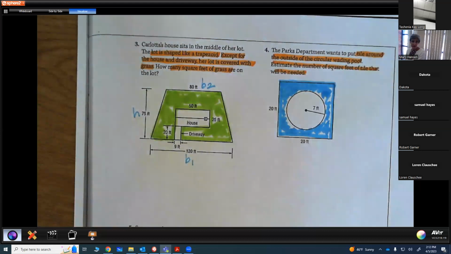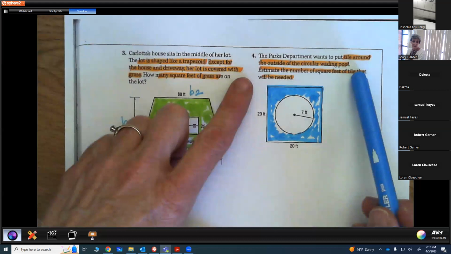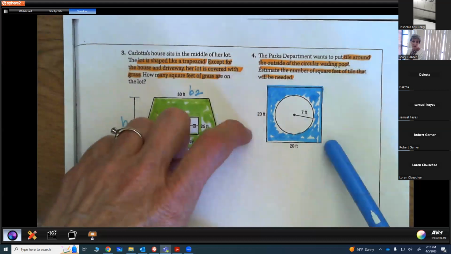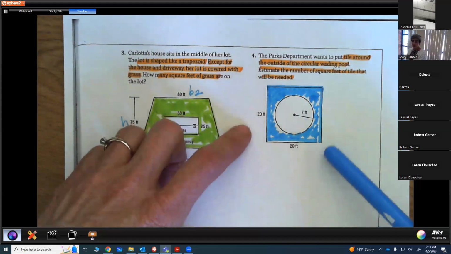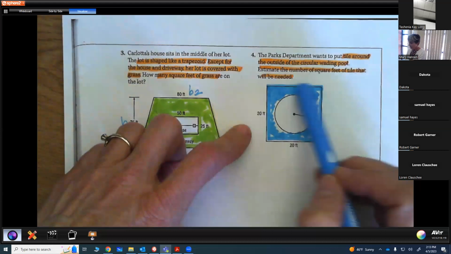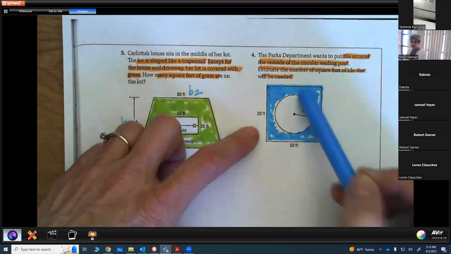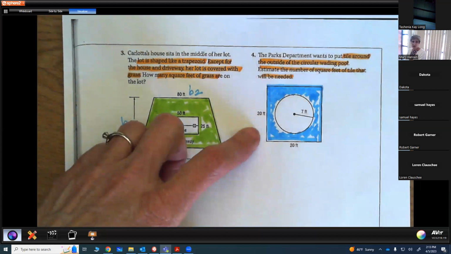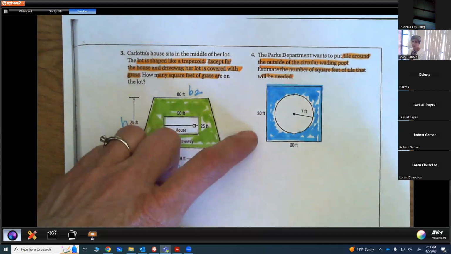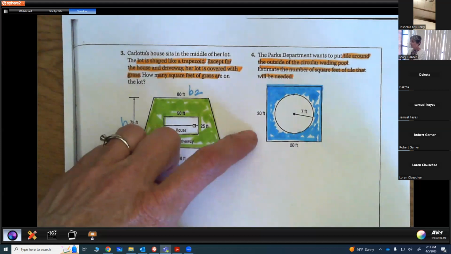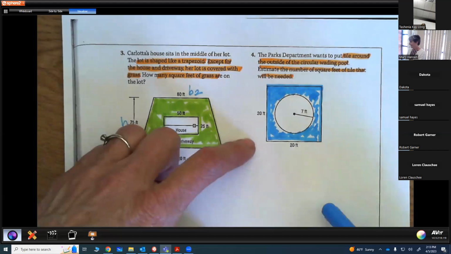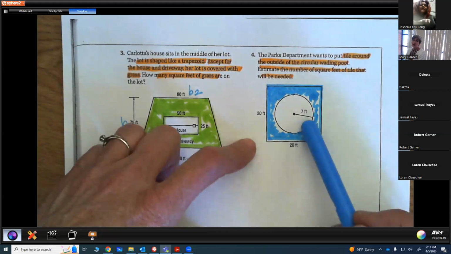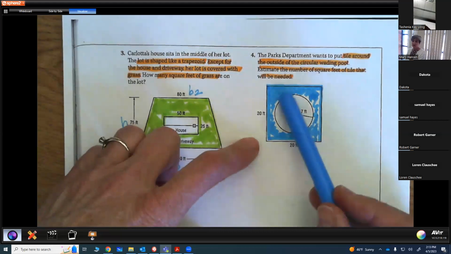Okay, number 4, the Parks Department wants to put tile around the outside of the circular wading pool. Estimate the number of square feet of tile that will be needed. So in words, we want to find the area of the blue. That's what they're going to tile. In words, what are we going to do to find the area of the blue? Anyone want to speak up and tell me? Well, you'd want to find the area of the circle.